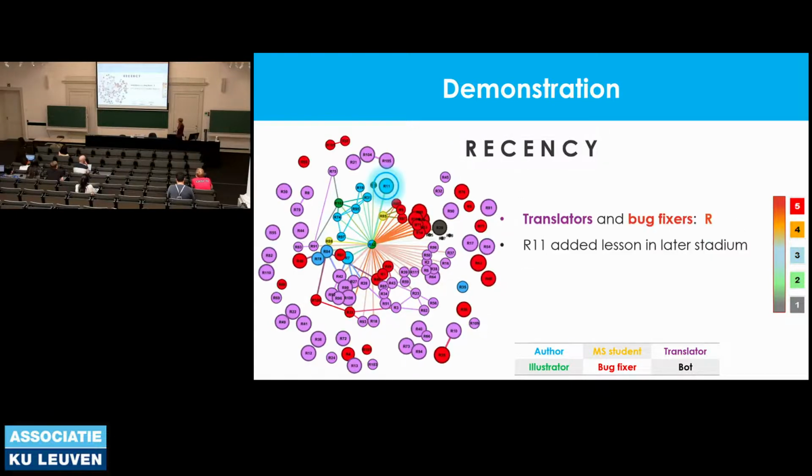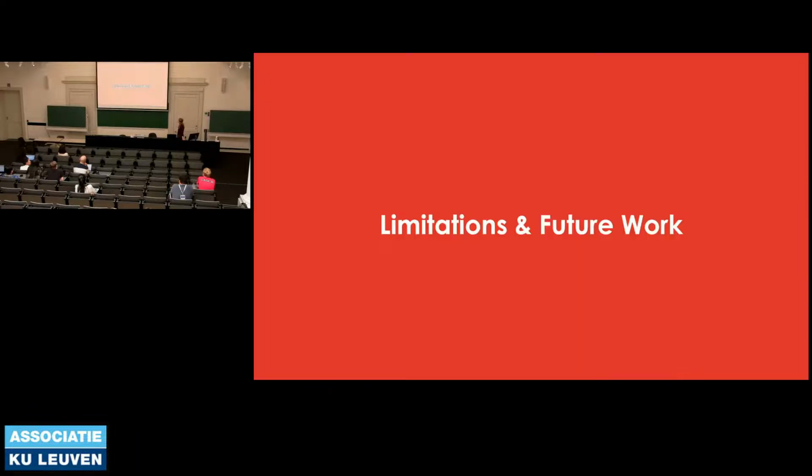Okay. If you look at recency, so now the node sizes are the recency, you can clearly see what you expected. All these bug fixers and translators have very high recency value because it all happens at the end of the project. You can also see there's one author who clearly added another lesson in the later stage. So on the top you have this resource 11 who is way bigger than the other authors. Okay, so those were some insights from this demonstration.